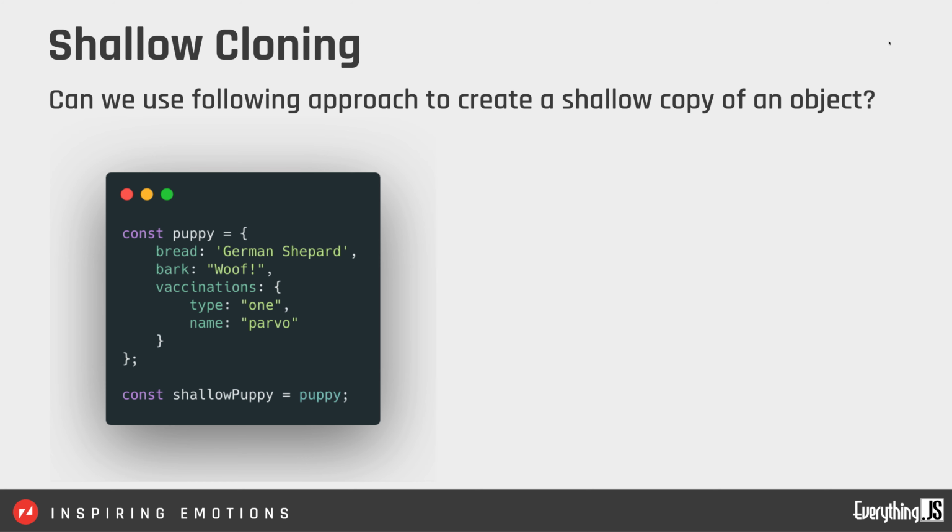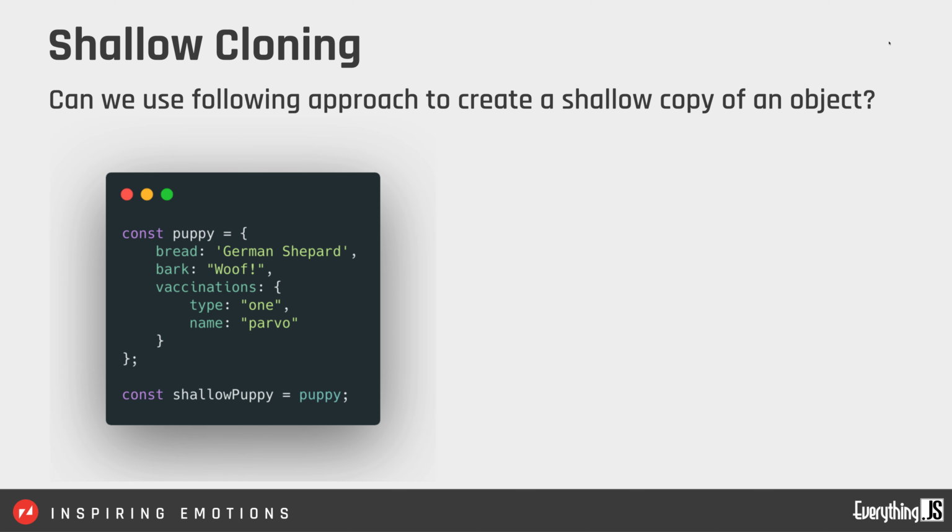Can you guess if this is a shallow clone? First of all, what is a shallow clone? Somebody answer. It copies the reference. Okay. Any other answers? It copies the first-level properties, but it doesn't copy the child. Okay, it's kind of true but false.